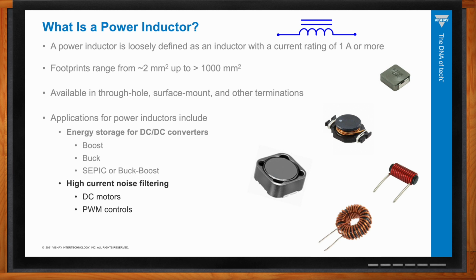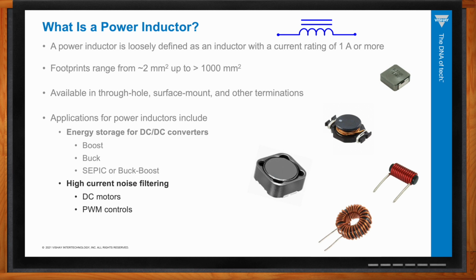And typically this will occur when you have DC motors or pulse width modulated controls that will put a lot of noise onto the line. And these inductors help filter that out. And there's usually a high DC current involved in these type of filters.